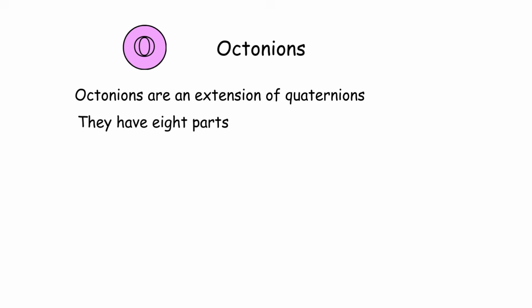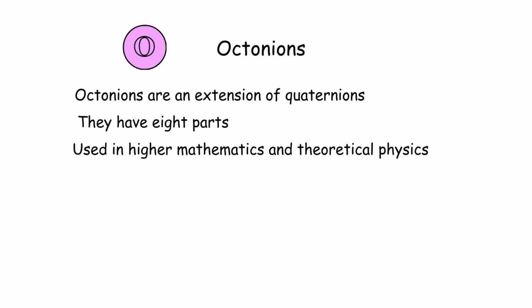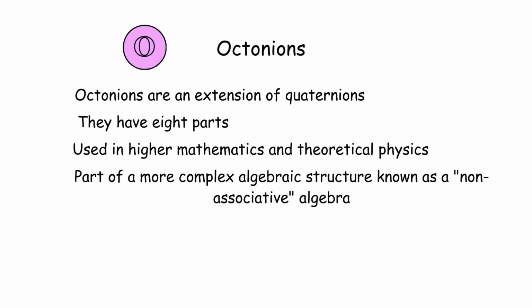Octonions. Octonions are an extension of quaternions. They have 8 parts and are used in higher mathematics and theoretical physics. Octonions are part of a more complex algebraic structure known as a non-associative algebra, which means that multiplication does not necessarily follow the normal rules. These numbers are more abstract and have applications in areas like string theory. Example: 1 plus i plus j plus k plus l plus m plus n plus o. Because octonions are used in very specific fields, they are not commonly encountered in most mathematical studies.